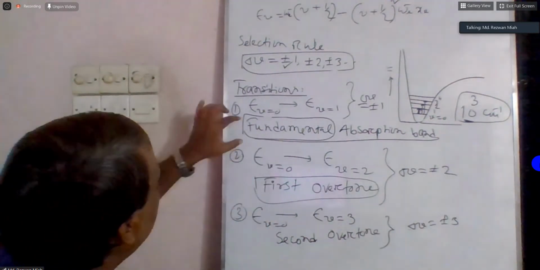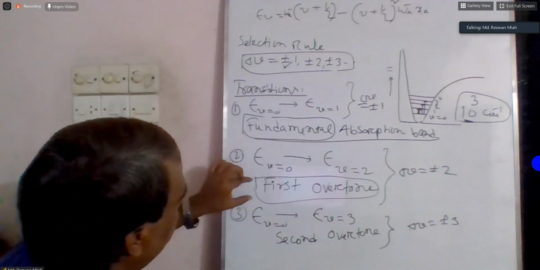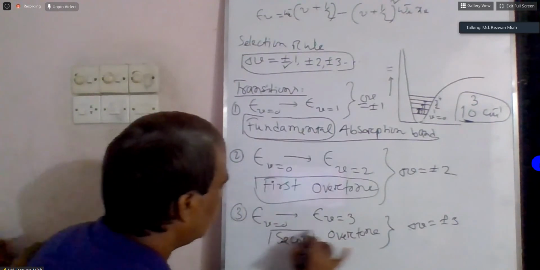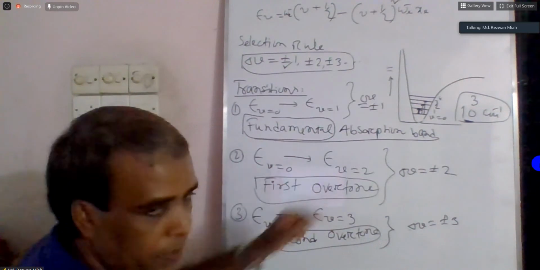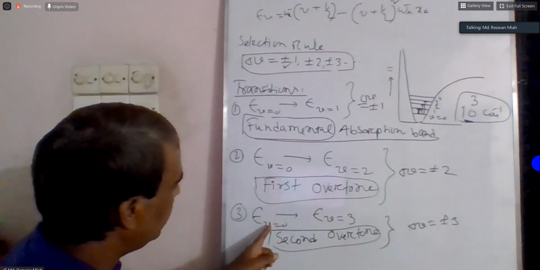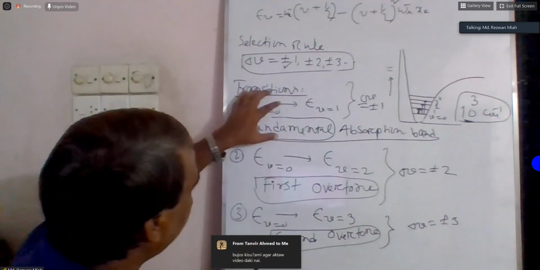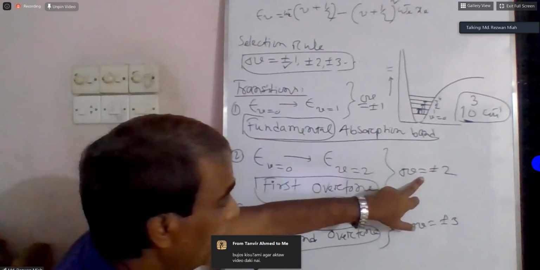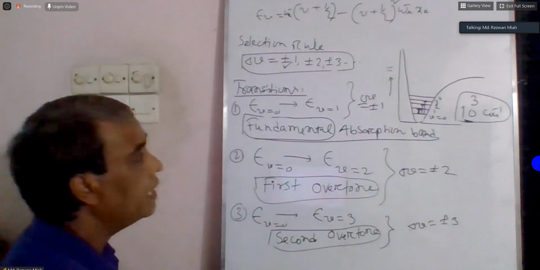So, students, you see the fundamental absorption, first overtone and second overtone. I already defined them here. If the transition is from 0 to 1, that is fundamental. If the transition is from 0 to 2, it is known as the first overtone. If the transition takes place from 0 to 3, it is known as the second overtone. In the case of fundamental absorption, delta mu is equal to plus minus 1, first overtone delta mu is plus minus 2, and second overtone delta mu is plus minus 3.